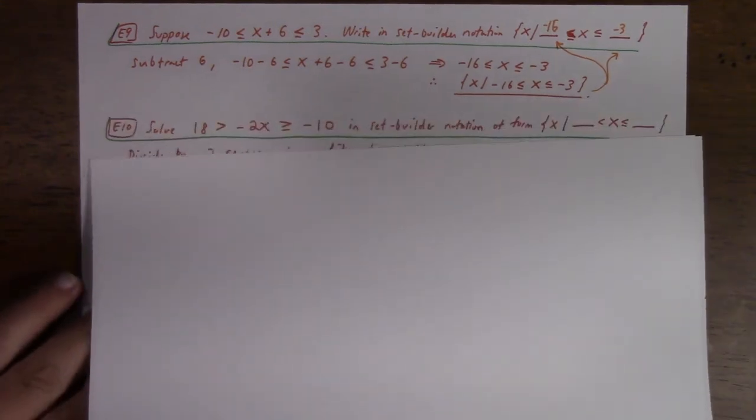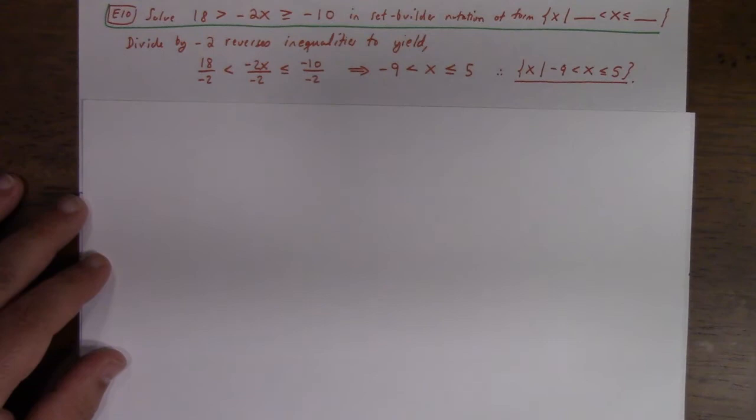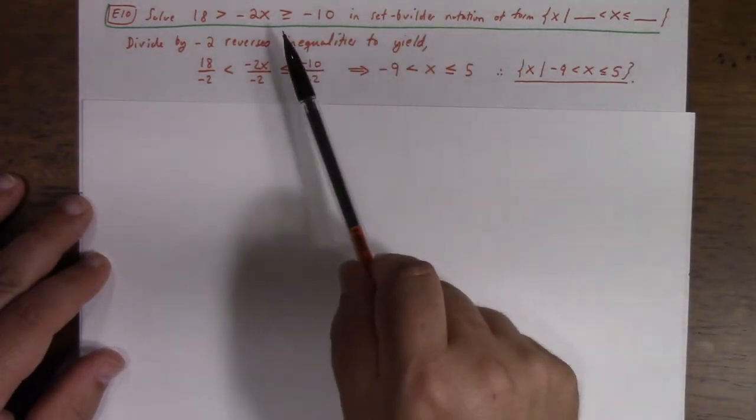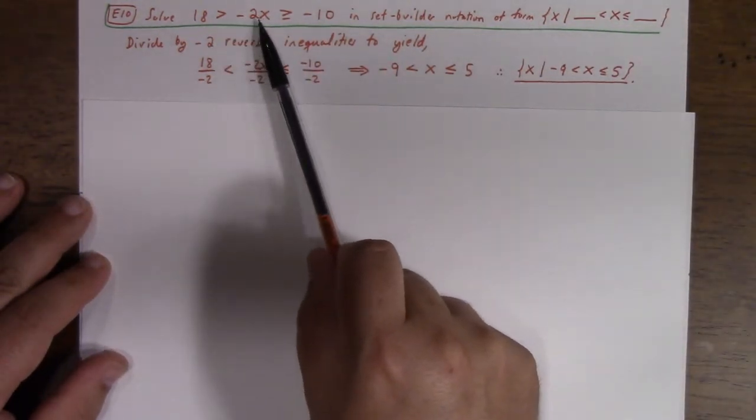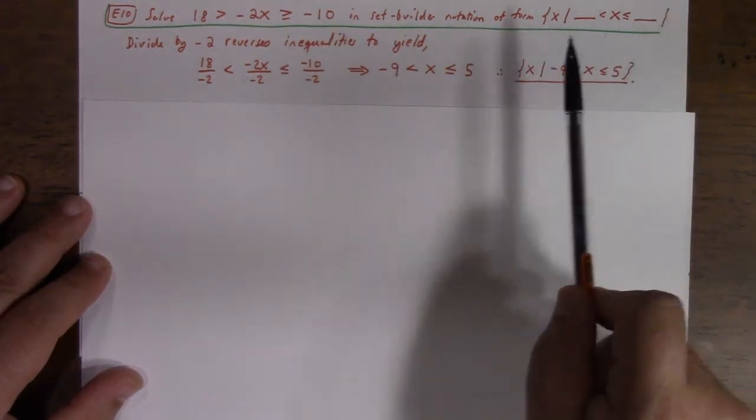That brings us to example 10. Example 10 says solve 18 greater than or equal to minus 18 greater than minus 2x greater than or equal to minus 10. Fill in the set builder notation again.